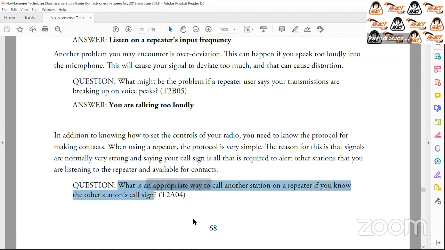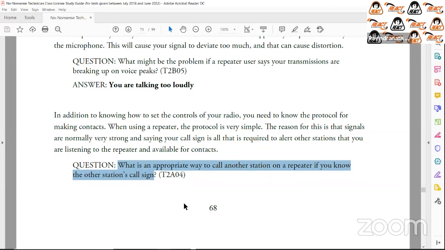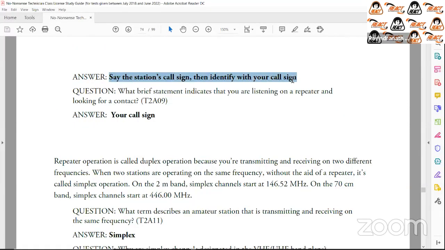What is an appropriate way to call another station on a repeater if you know the other station's call sign? All right. Think about it for a moment. You know the answer. First, you say the station's call sign, then identify with your call sign. So other station's call sign first and your station call sign next. That is the proper and professional way to operate. Remember we had said, think of the word from in your mind. If you have to say to, then that's not quite cutting it.